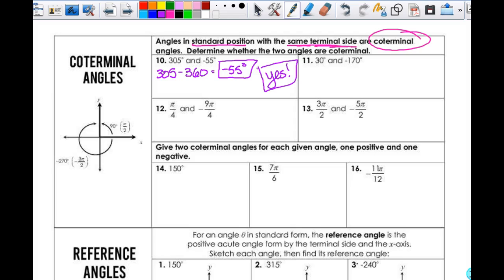So then 30 and negative 170. If I take 30 and subtract 360, I get negative 330. Just because the number you get doesn't initially match what you're trying to see if it's coterminal with doesn't mean that the answer is no. You may just need to subtract again or add again. But is there any multiple of 360 that I could add or subtract to get negative 170? No. Since I can't, my answer is no.